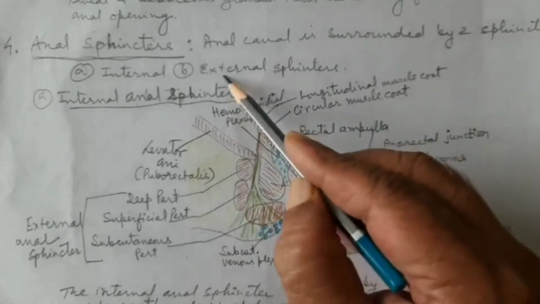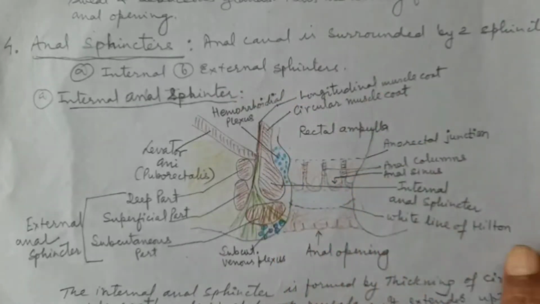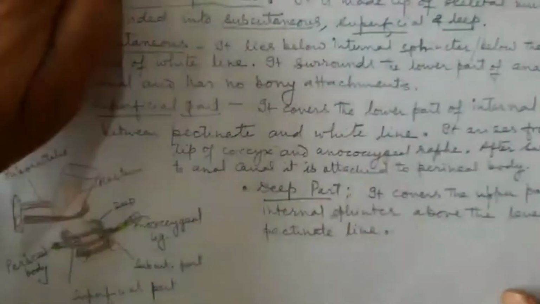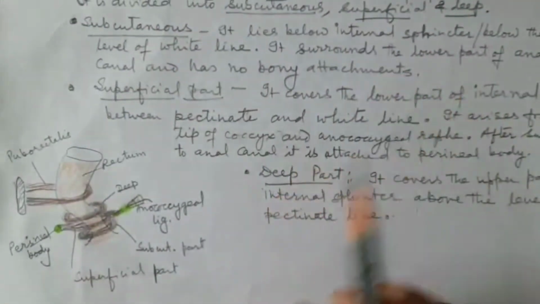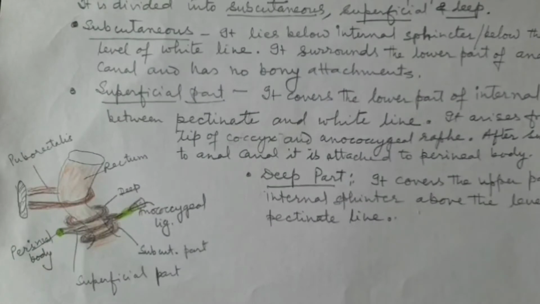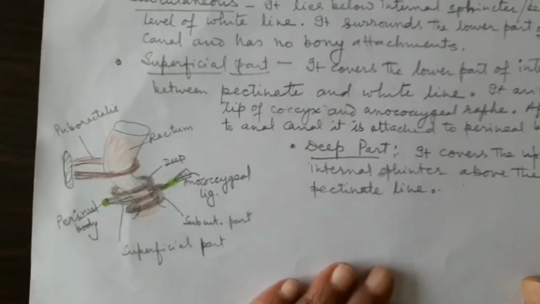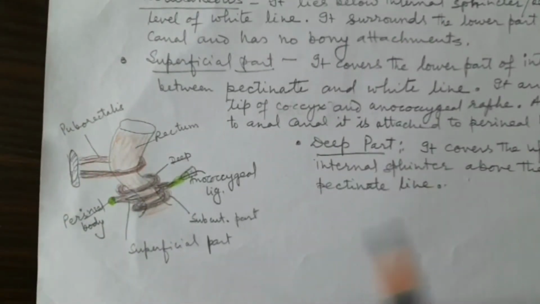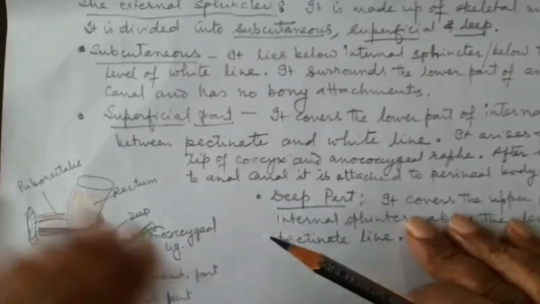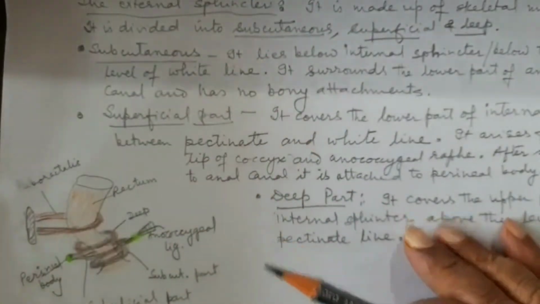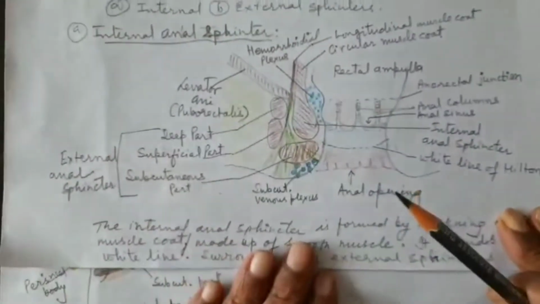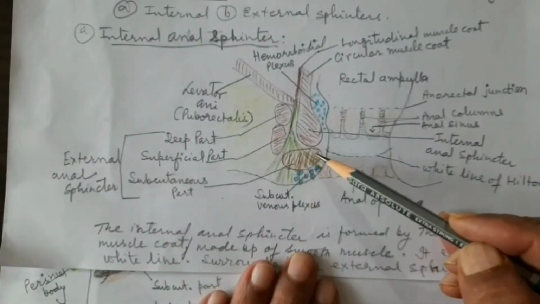Let us now come to the external sphincter. The external sphincter is divided into three parts. Let us divide the external anal sphincter, which is made up of skeletal muscle, into three parts: a subcutaneous part, a superficial part, and a deep part. This division can be seen in this diagram.